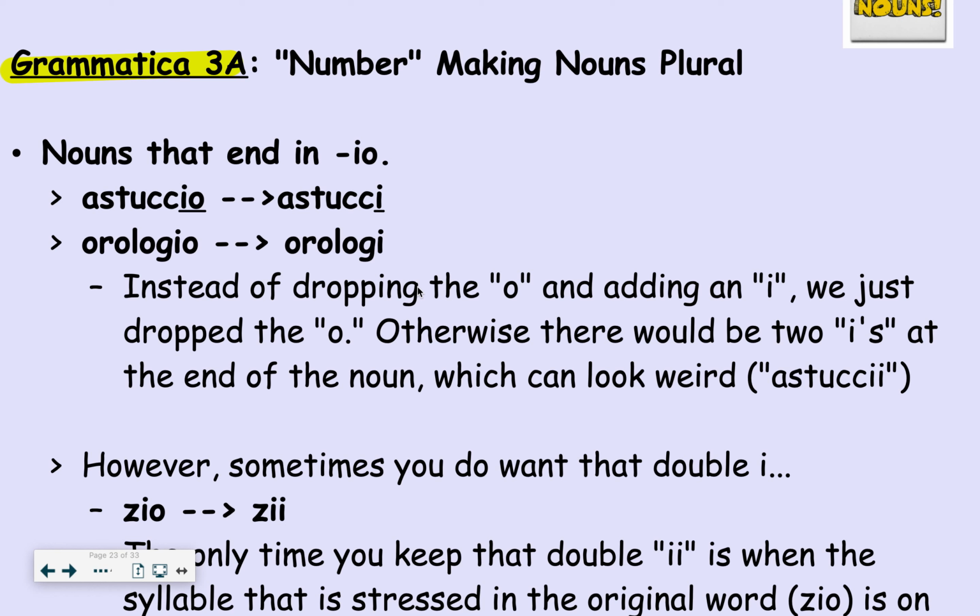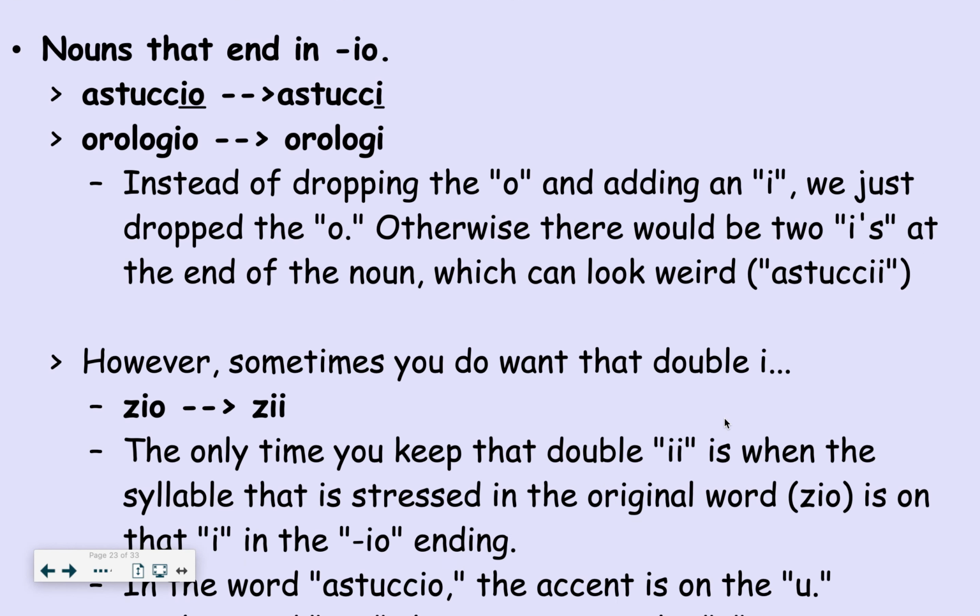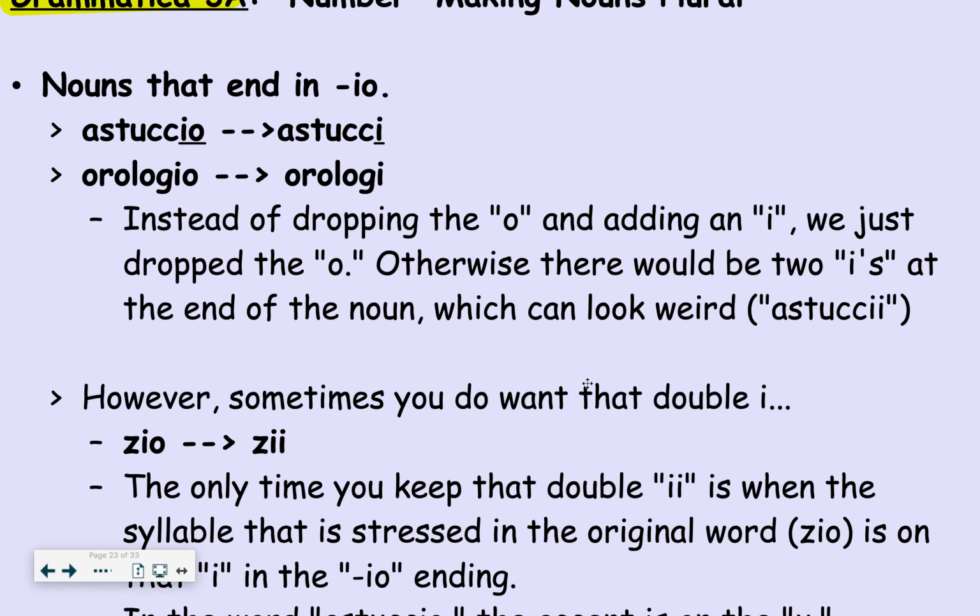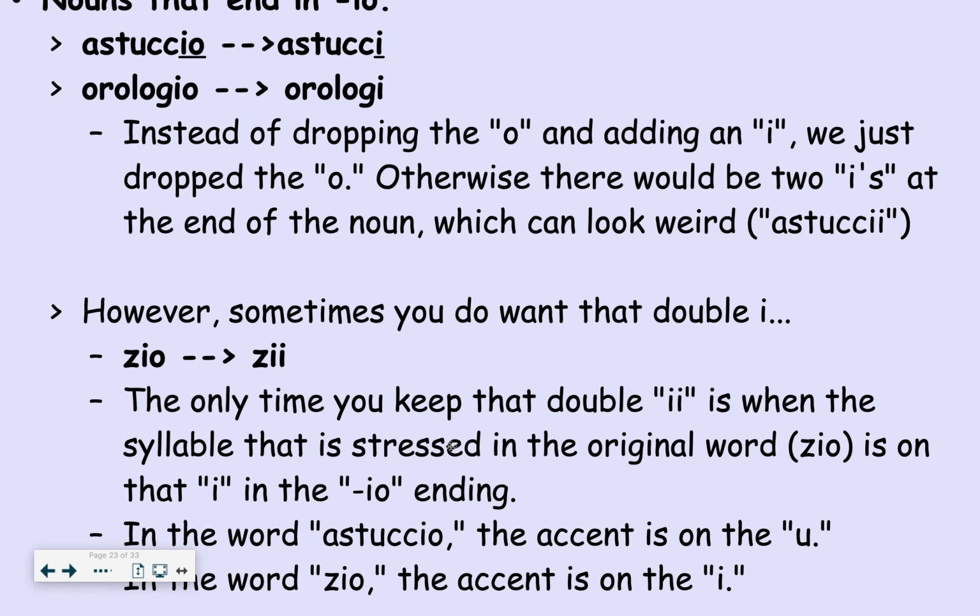And the reason why we did that is because we wouldn't want to have 2 I's at the end of that noun, which I wrote over here, astucci, which can look weird, even though it's not completely abnormal. Because there are moments where you would use a double I, like in the word zio, which means uncle, and we change it to zii for uncles. So there is a rule to follow with this double I, and that is if the stress in that word falls on that I at the end of a word, like if a word ends with io, and the stress falls on that I, then you would add the double I.